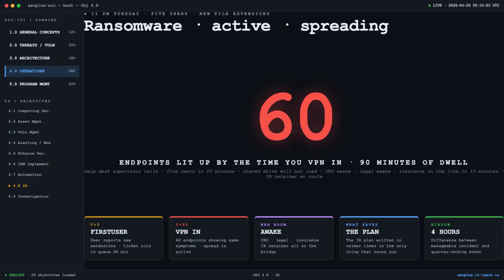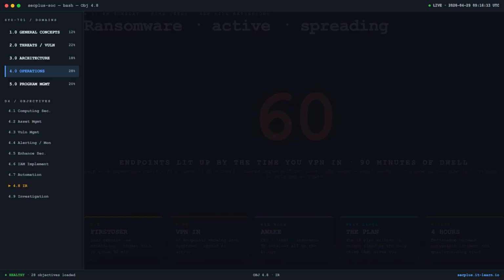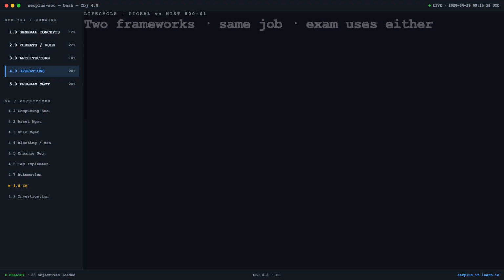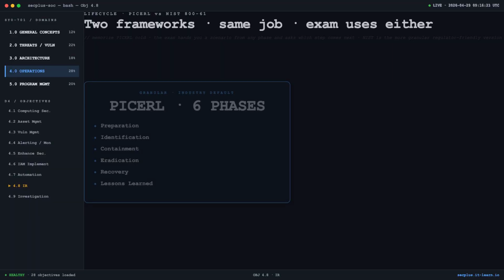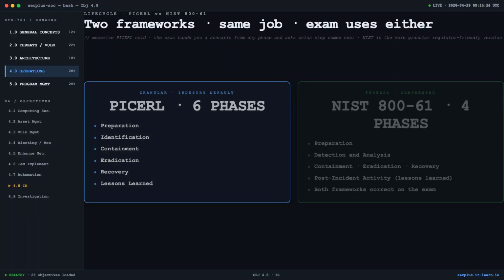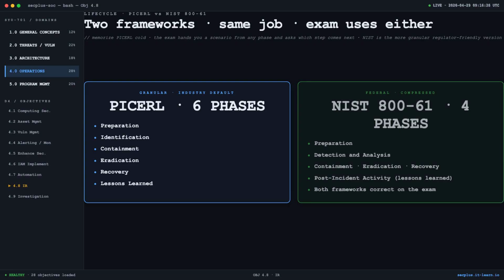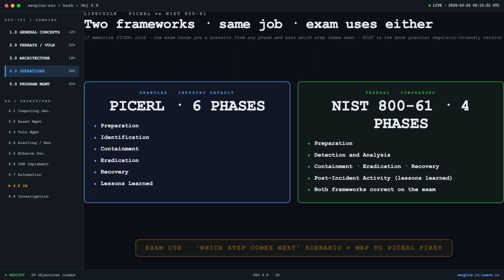Start with the life cycle. PICERL. Preparation, identification, containment, eradication, recovery, lessons learned. Memorize this acronym. The exam will hand you a scenario from any phase and ask which step comes next. You also need to know the alternative, NIST SP 800-61 framework. 4 phases: preparation, detection and analysis, containment, eradication and recovery, post-incident activity, which is lessons learned. The exam may use either framework, both are correct. PICERL is the more granular version.